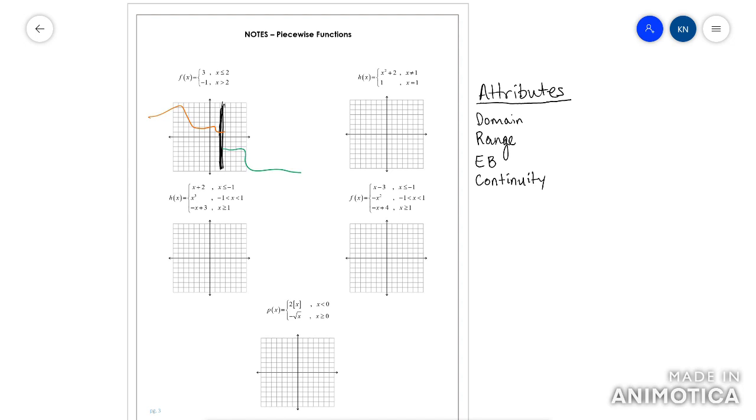And basically all you have to do is graph each section and get your endpoints correct. You'll have to either have an open circle or a closed circle, and I'll show you how to find that, but it's just from these right here. And once you graph it, then you answer attributes about it. So let me just show you some examples.